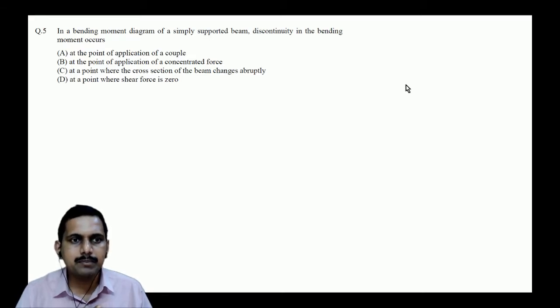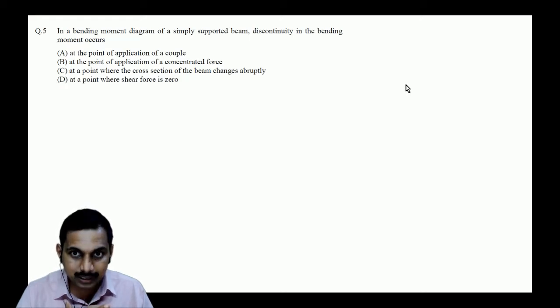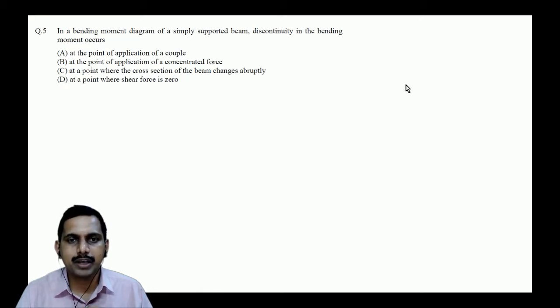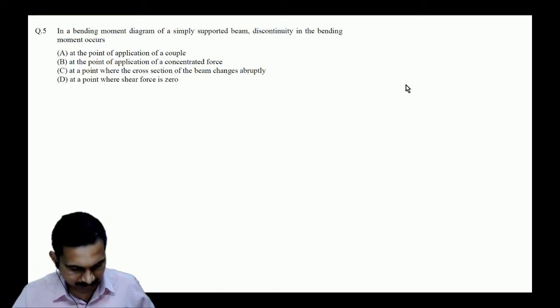In a bending moment diagram of a simply supported beam, discontinuity in the bending moment occurs: A, at the point of application of a couple; B, at the point of application of a concentrated load; C, at a point where the cross section of the beam changes abruptly; D, at a point where shear force is zero.